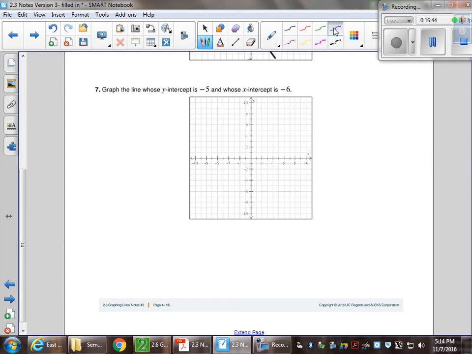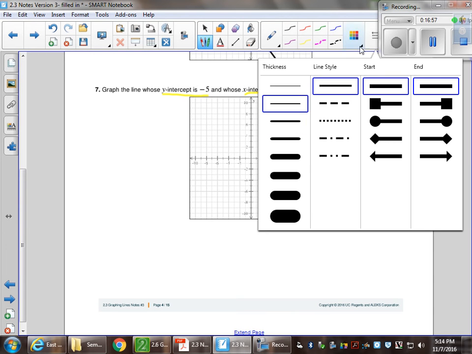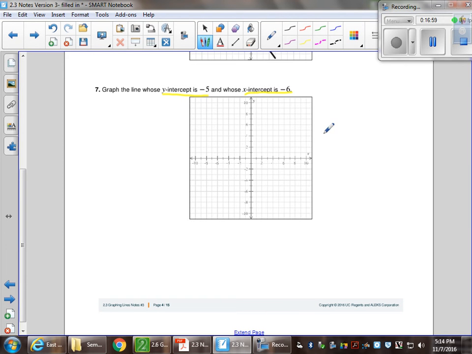This one should be your favorite question. It literally takes 2 seconds because look what I'm given. Y-intercept is negative 5. X-intercept is negative 6. Please don't overthink that one. Guess where the x-intercept goes? On the x-axis, negative 6. Guess where the y-intercept goes? Negative 5 on the y-axis.